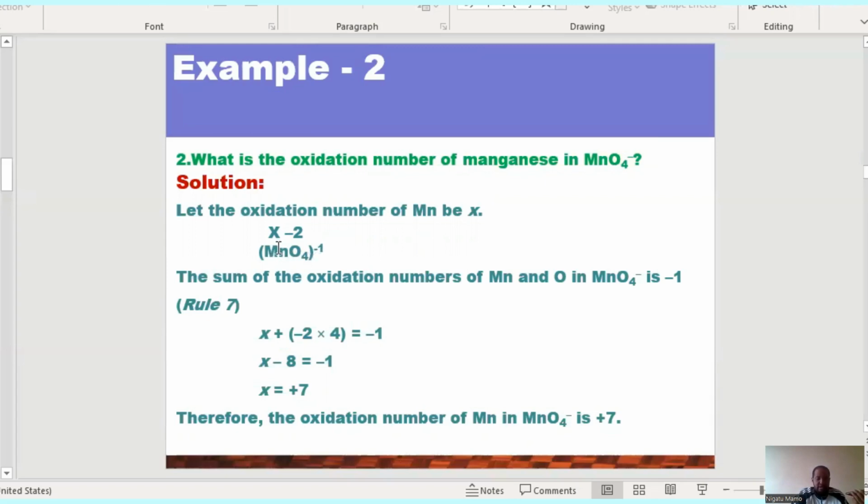Therefore, let X be the oxidation number required, and minus 2 is the oxidation number of oxygen. Then 1 times X is X, and 4 times negative 2 is minus 8, which equals minus 1, because the sum of the oxidation numbers of each atom in a polyatomic ion equals the charge on it. This gives us what? X equals positive 8. Therefore, the oxidation number of Mn in MnO4 is plus 7.